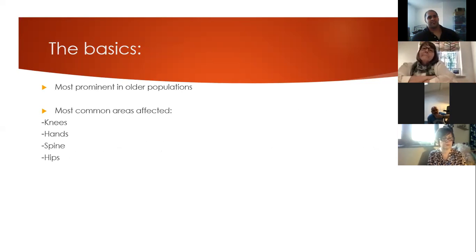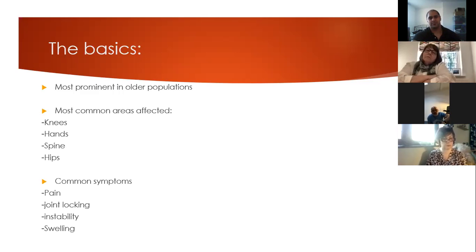So the most common areas affected, you're looking at pretty much every joint you normally would use in everyday life. So you're talking about your knees, hands, spine, and hips. These can all be affected by arthritis, depending on what your activities are, etc. Obviously, common symptoms, pain, locking of the joint, instability, and swelling as well. Obviously, if I'm going too fast, please tell me and I'll slow down. Obviously, the joys of having coffee before a presentation.